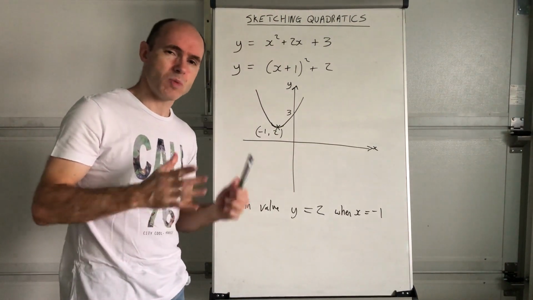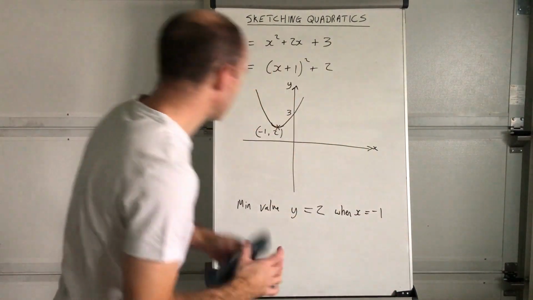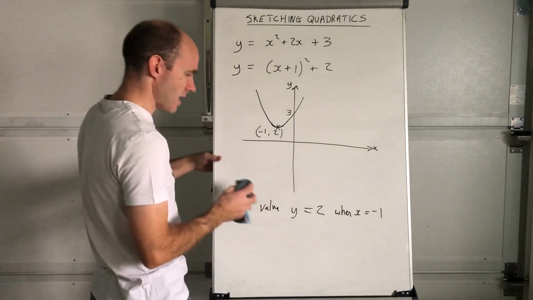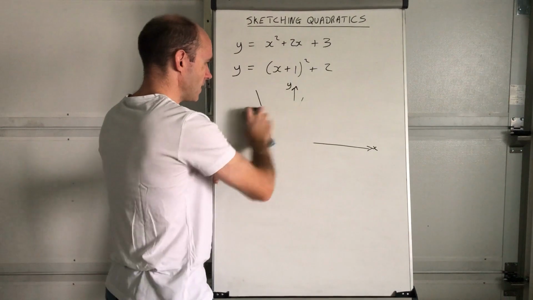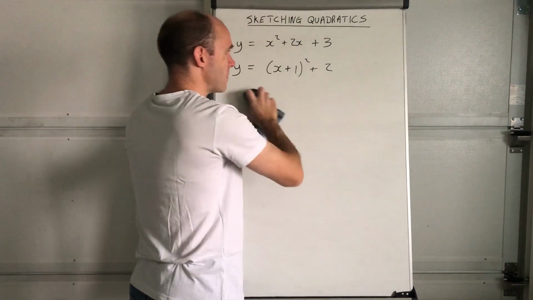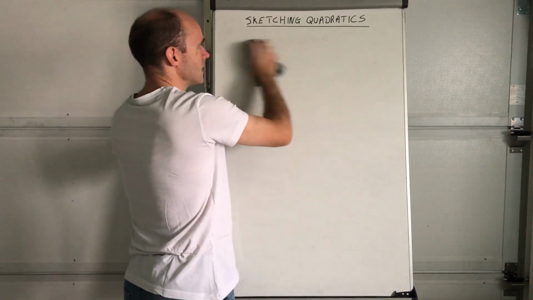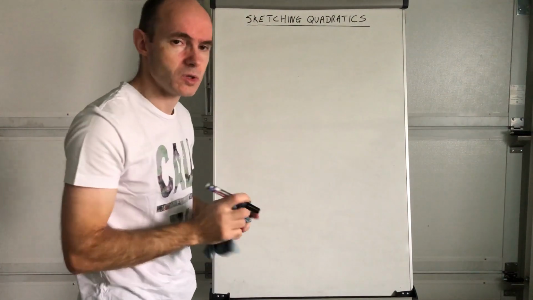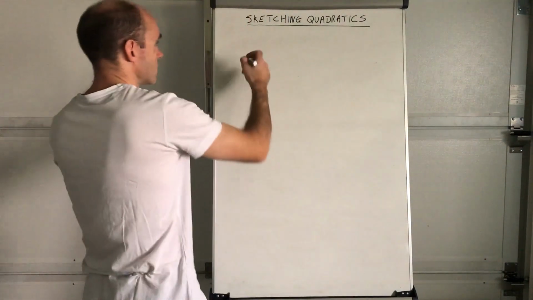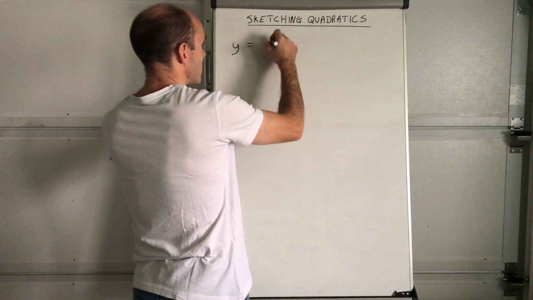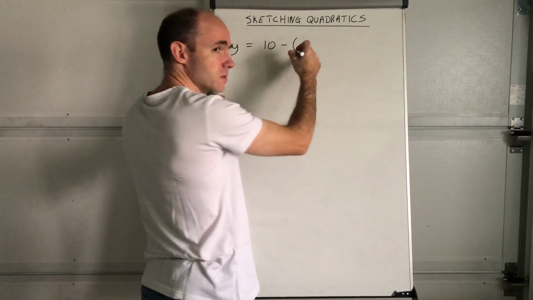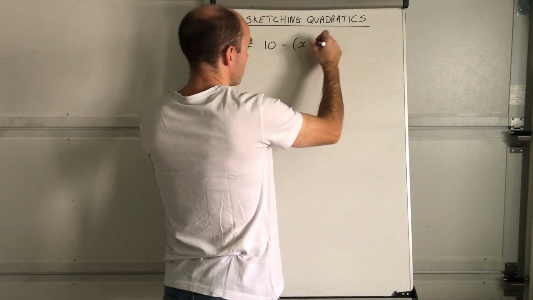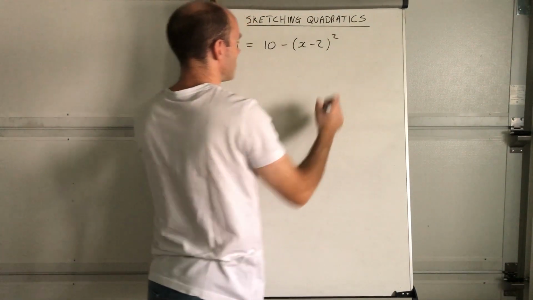Should we just do one more, maybe just one more, because I've not done any of the type of examples that I'm about to show you. Like I said, I've stuck to mainly U-shaped parabolas, but let's just do one that's obviously not a U-shaped parabola. y is equal to 10 subtract, what should we have? (x minus 2) squared.